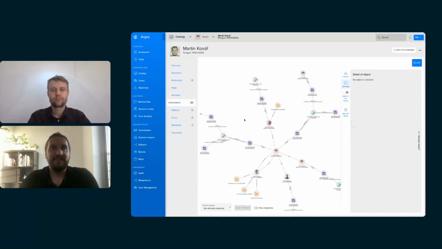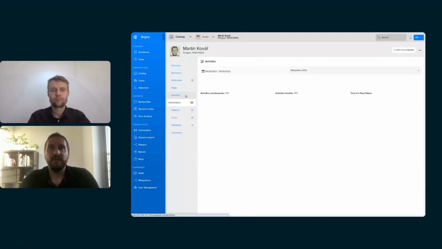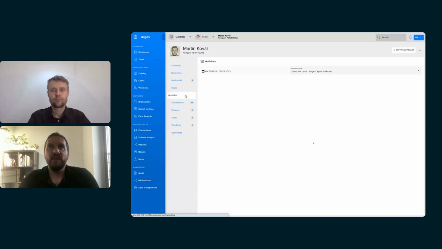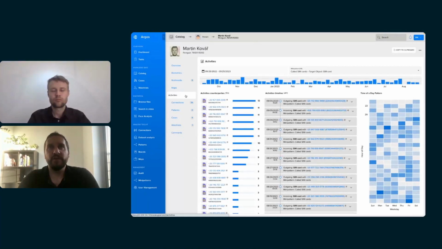The second analytical task that I have is the historical view of all the activities happening in relation to Martin. So I will click Activities. In this specific screen, I can see all SIM cards he has been interacting with over time. So you can see this is a complete timeline of the phone activity.